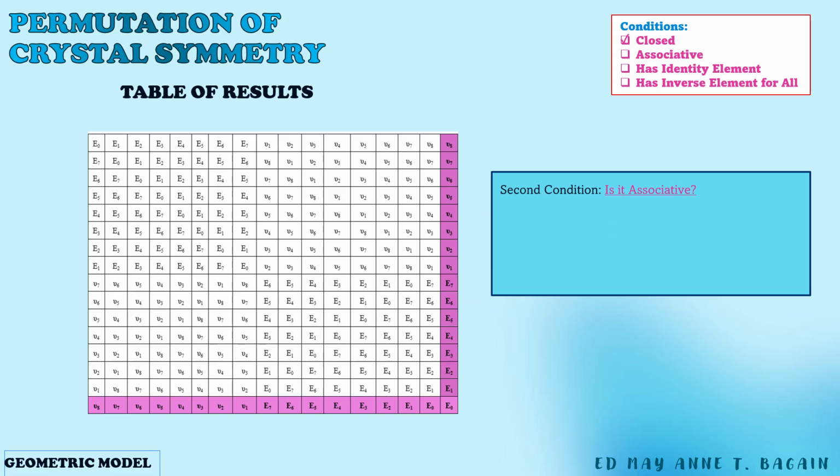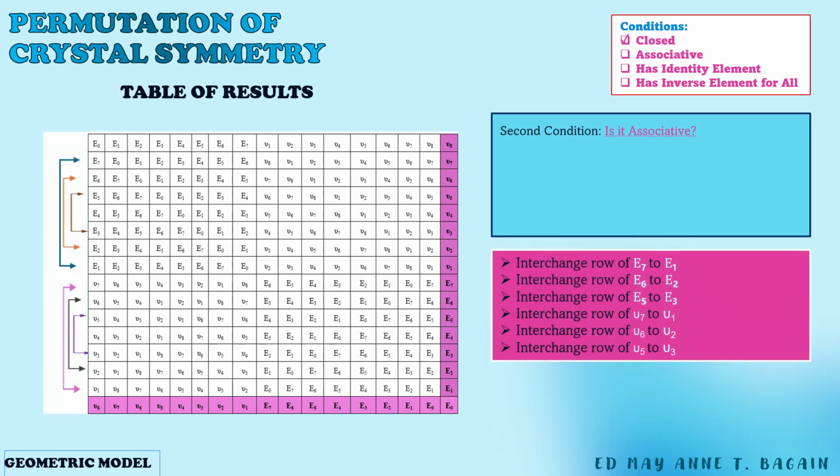But before that, we have to change some rows. The first thing that we need to do is interchange row epsilon sub 7 to epsilon sub 1. As we can see, we have here epsilon sub 0, epsilon sub 7, so the next number should be epsilon sub 1. That's why from this one we should put it here. Then interchange row of epsilon sub 6 to epsilon sub 2, so that the next one, as we can see here, it's 6, it should be 2.